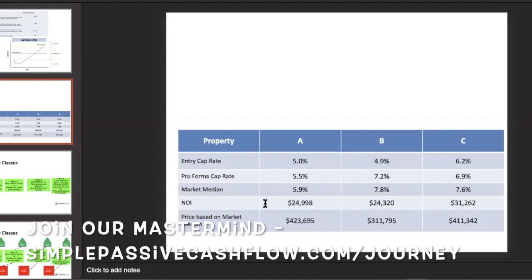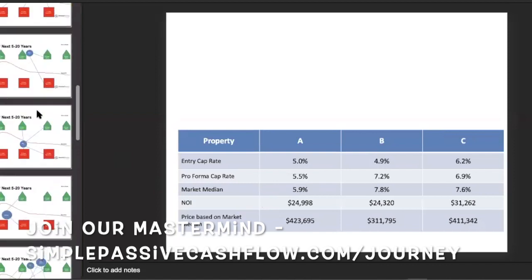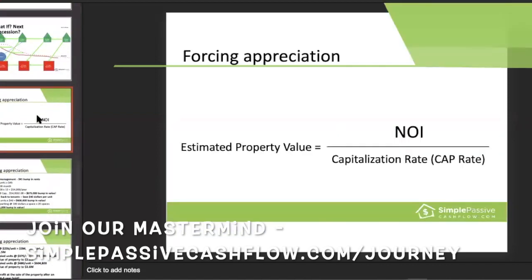Then it's all based off the NOI, which is the net operating income. I've got a chart of what that exactly is. Probably should show that to you guys. So here's the only math you need to know, the formula for this. It's the NOI divided by the cap rate equals the property value.